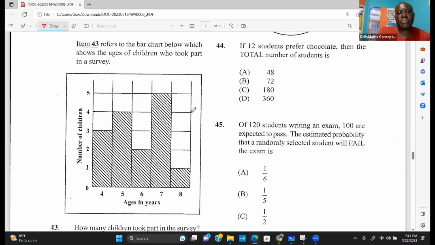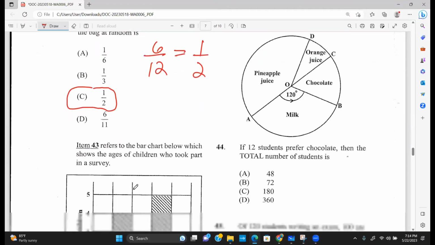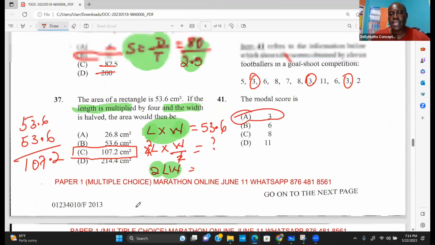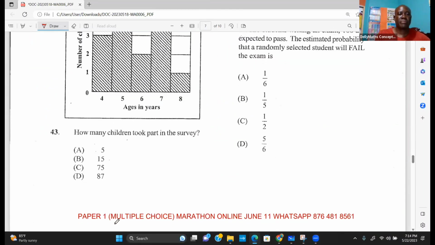Item 43 refers to item 40. Another repeat, sir. Yes, this is 50, not true. Did I do 41? Yes, I did. Yeah, this one is 15. See that? This is another repeat.